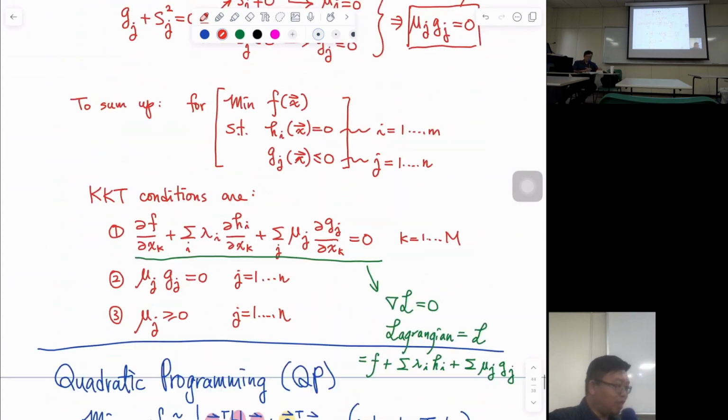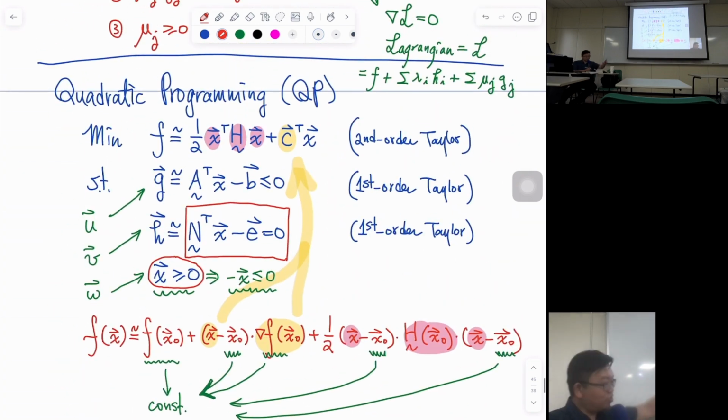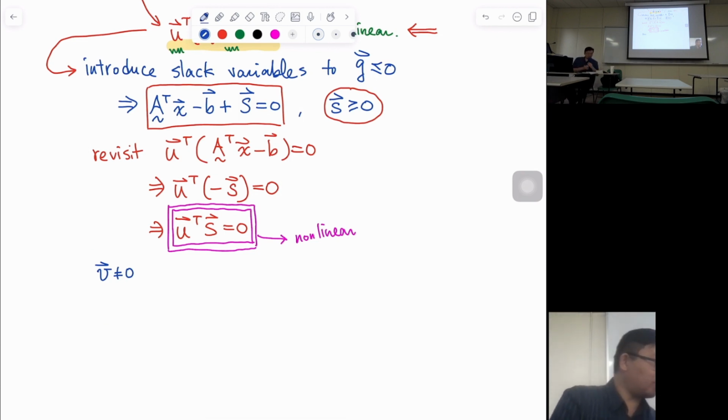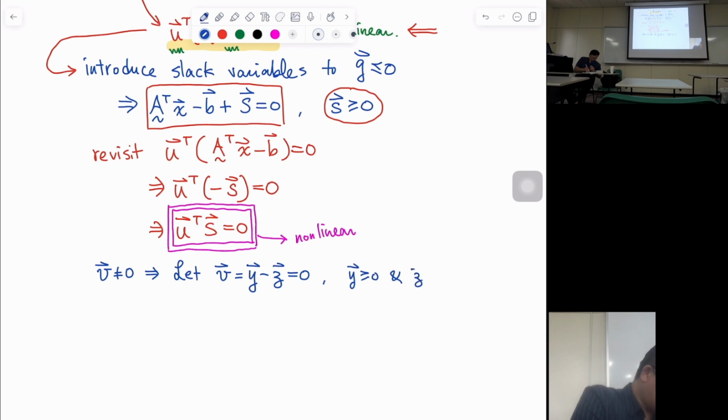So over here, similarly, for the multiplier for the equality constraint, basically is V. We don't want V to be zero. So over here, V cannot be zero. So how do we handle this equation? How can we make sure V is not zero? There's one way. We will let V equals to Y minus Z and not equals to zero, and Y positive and Z positive. So we allow two new vectors, and we assume V equals to Y vector minus Z vector, and they are not the same.